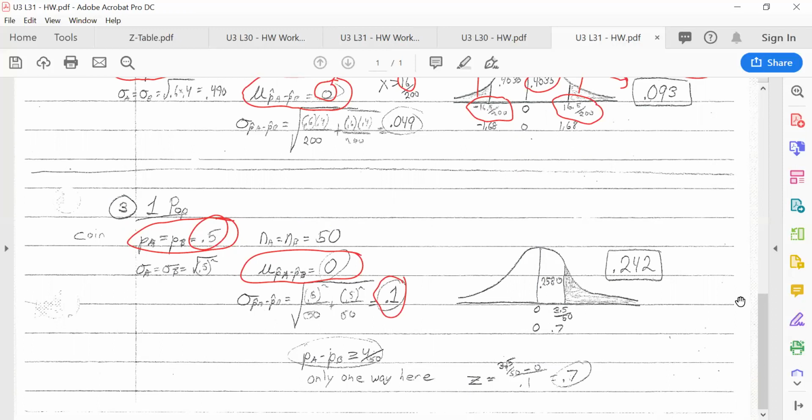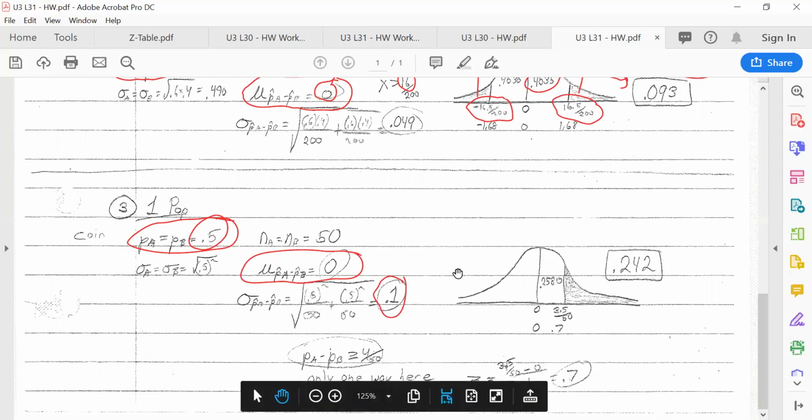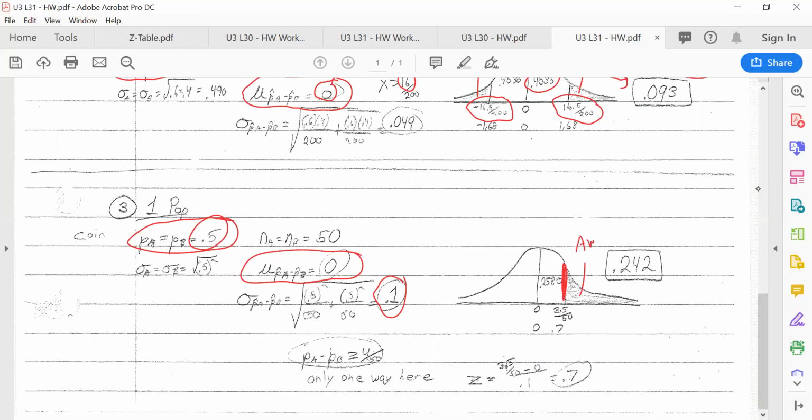Okay, so it says that A will win. So let me write that right here. Here's the dividing line. A wins the game if he tosses 4 or more heads than B. Otherwise, B wins the game. So there's the dividing line between A winning and B winning. So it says 4 or more heads, 4 or more out of 50. So if you want to include 4, you start at 3.5 over 50 and you shade to the right.